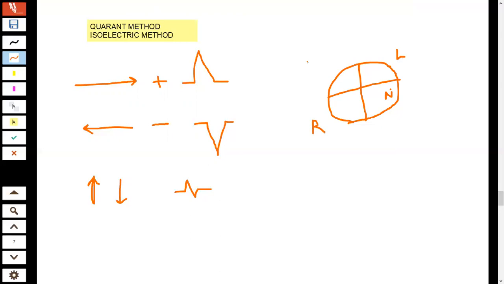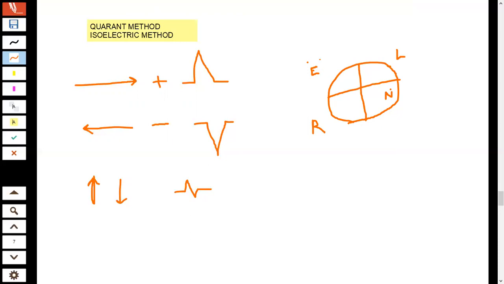And this is the extreme right axis deviation. It occurs in pathologies where these vectors are involved. So how can you predict the cardiac axis in the leads?